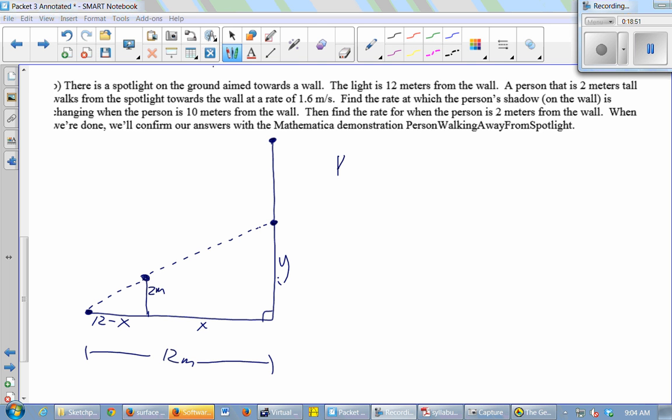Let's see, what do I know? And what do I want? All right, I know that the person is walking towards the wall at 1.6 meters per second. So that's going to be dx dt. The rate of change of x is the speed of this person. Now, is this distance x increasing or decreasing? Decreasing. As this person walks towards the wall, x is going to get smaller, which means that dx dt should be negative.